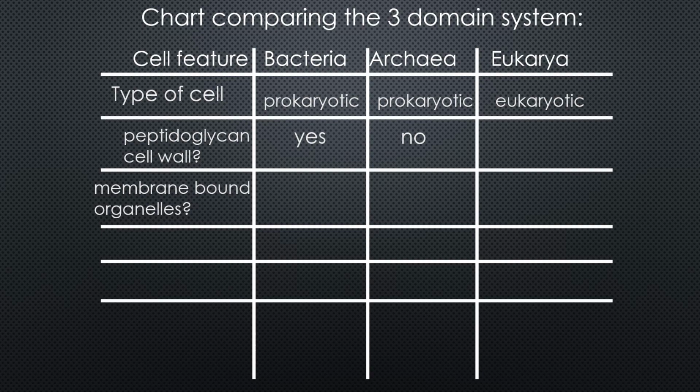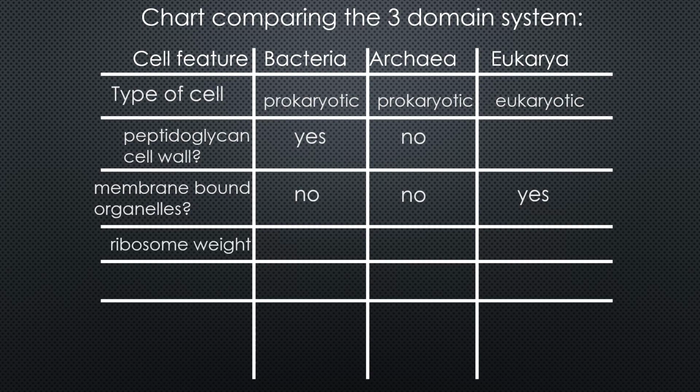I'm not sure why. When we look at membrane-bound organelles, that membrane, remember, is the phospholipid membrane, and that is usually found around the nucleus, the mitochondria, chloroplast, that sort of thing. And I don't know if you remember, but that is what separates the eukaryotic cells from the prokaryotic cells. So membrane-bound organelles are not found in bacteria or archaea, but are found in eukarya.